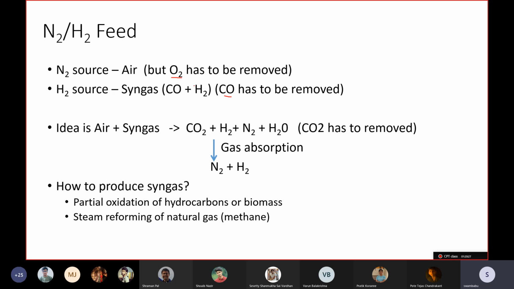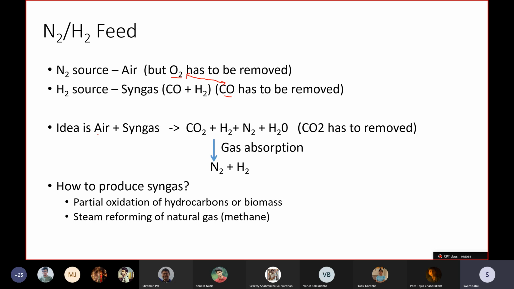So if you want to remove these two, if you combine these two, one thing that immediately happens is oxidation between carbon monoxide and oxygen. And we know carbon monoxide is a highly reactive molecule. There is a very high chance of quick oxidation happening. That is why they join air and syngas.